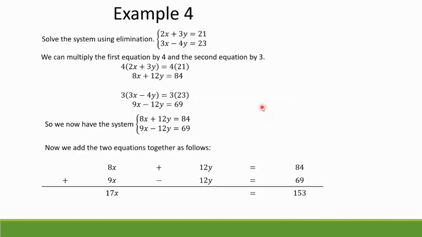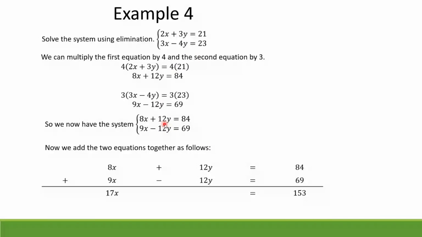But this illustrated the method of elimination. We want to eliminate a variable somehow, okay? And we noticed that if we multiplied the first equation by 4, the second one by 3, the coefficient of y here is 12. The coefficient of y in this equation is negative 12. So we know that if we added the equations, the y here would cancel, right? The coefficients are opposite in sign. So that's what we did here.